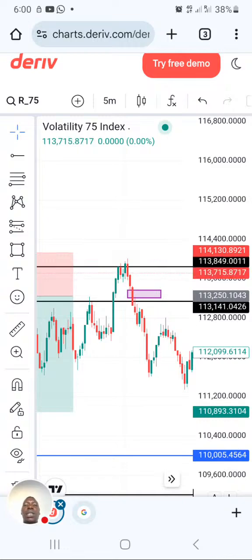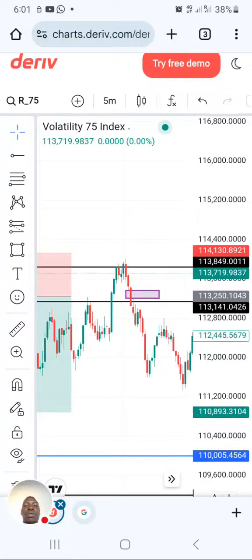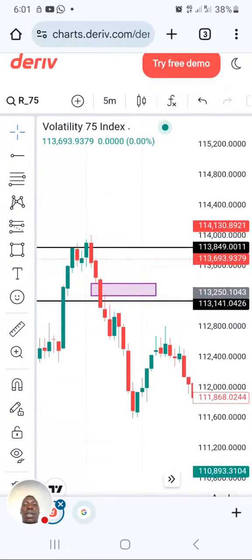So now what happened here is what we call a rally base rally. Are you getting the point? We have a rally base rally, or we can call it drop base drop. So that drop, and then we have a base, and then we drop. That base which happens there in the middle is going to be our order block. Are you getting the point?